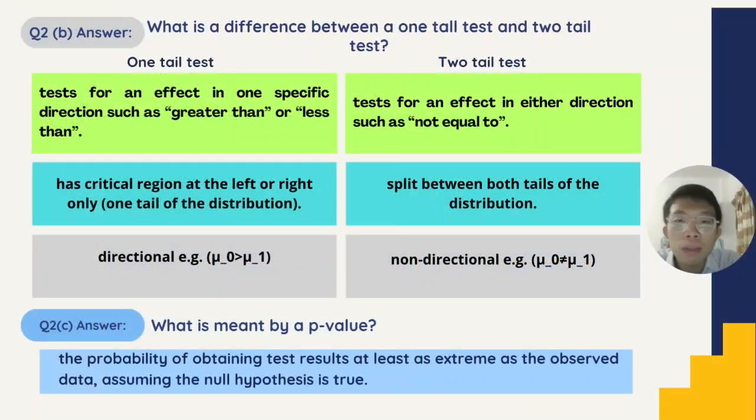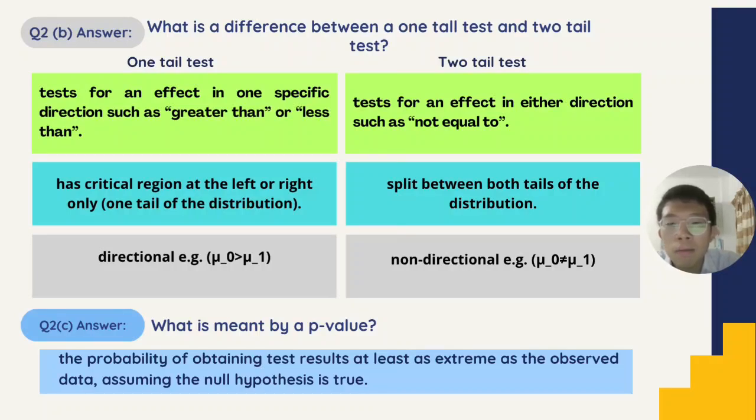Question 2b. The difference between a one-tailed test and two-tailed test. One-tailed test is a test for an effect in one specific direction such as greater than or less than, while two-tailed test is a test for an effect in either direction such as not equal to. Second, one-tailed test has the critical region at the left or right side only, so it is one tail of the distribution, while two-tailed test splits between both tails of the distribution. And we can conclude that one-tailed test is directional such as mu0 greater than mu1, while two-tailed test is non-directional such as mu0 not equal to mu1.